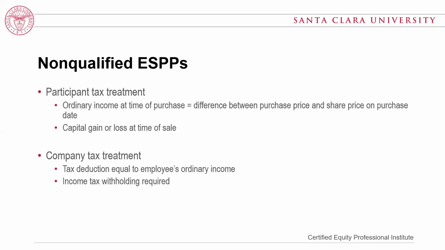For these ESPPs, the taxation is similar to taxation of non-qualified stock options. The participant owes ordinary income taxes on the discount at the purchase date. Then when the participant sells the shares, the difference between the purchase date fair market value and the sale price is capital gain or loss. The company can take a tax deduction for the amount the employee must claim as ordinary income. The company does have reporting and tax withholding obligations at the date of purchase for non-qualified ESPPs.